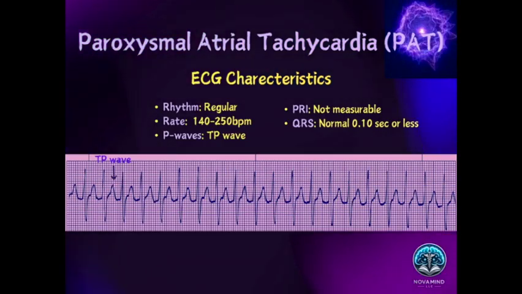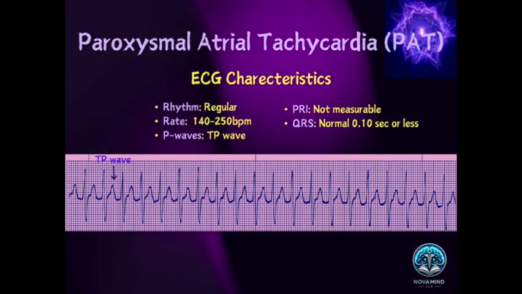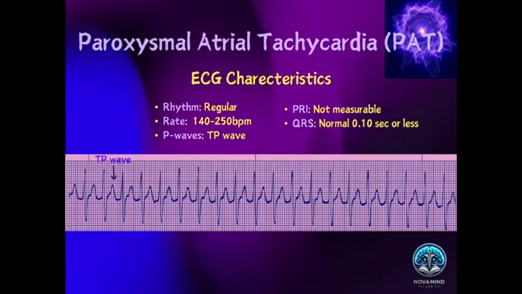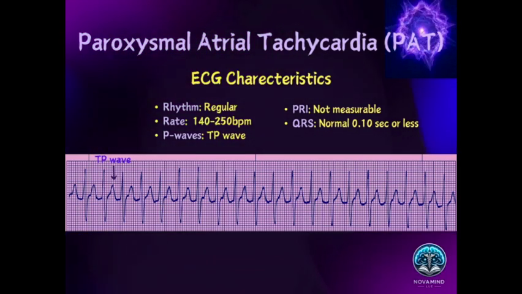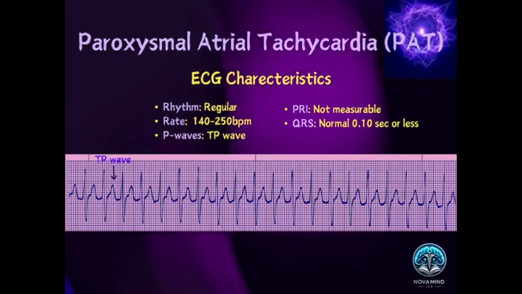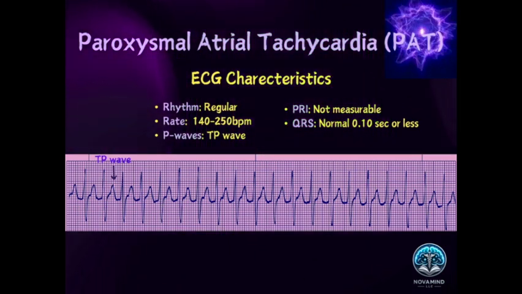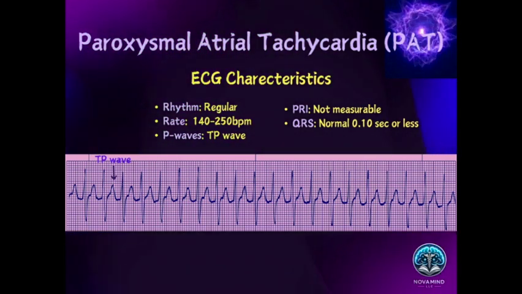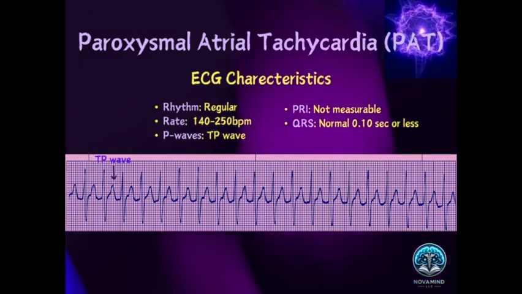Paroxysmal atrial tachycardia ECG characteristics. The rhythm will be regular. The rate of 3 or more PACs in a row would be between 140 to 250 beats per minute. The P waves will mimic TP waves. The PR interval is not measurable, and the QRS is normal at 0.10 seconds or less. A key ECG finding is the presence of abnormal P waves, often hidden within the preceding T wave, which merge into a TP wave.